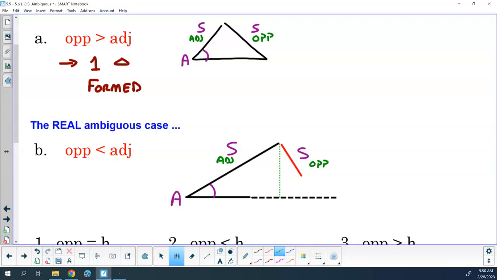We're also going to call this the height, just so you know, because we need to know that the height of that triangle is there. So there are three possibilities in this scenario.